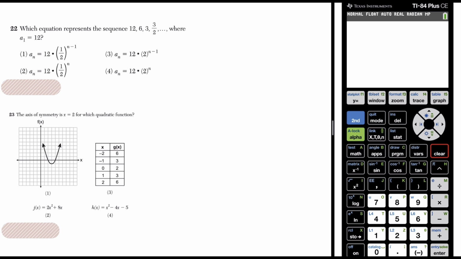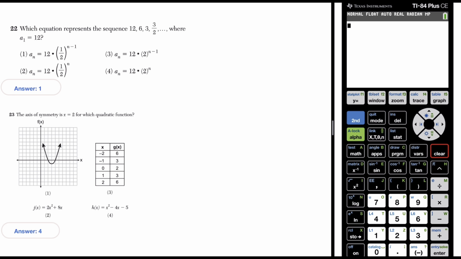All right, let's look at numbers 22 and 23. Ooh, I see a sequence for 22. Let's look at the answers first. The answers are 1 and 4. And I am going to use my calculator for number 23 to help us out. So let's start with number 22, and we have a sequence.